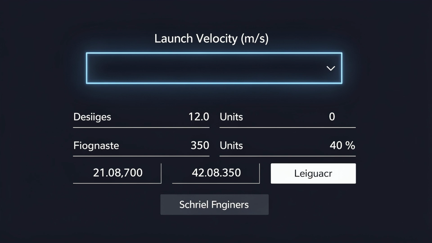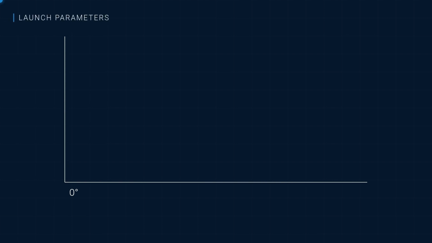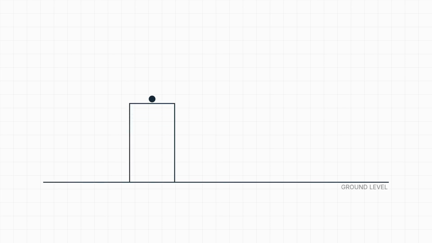Next, enter your launch velocity. This is the initial speed of your projectile. Then input the launch angle in degrees. This is the angle above horizontal at which you're launching. Finally, enter the initial height, the starting elevation of your projectile above ground level.